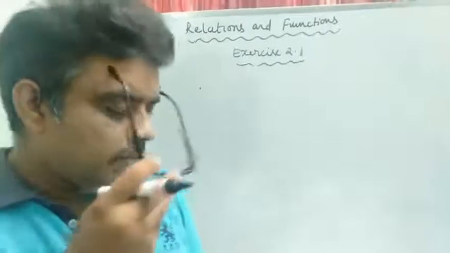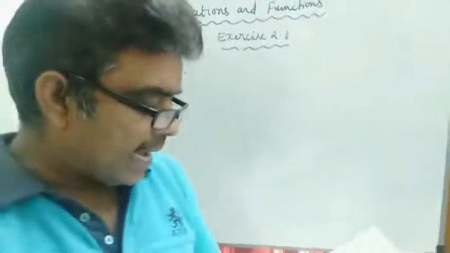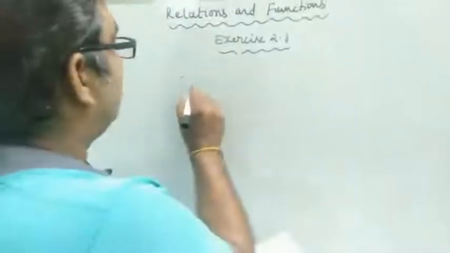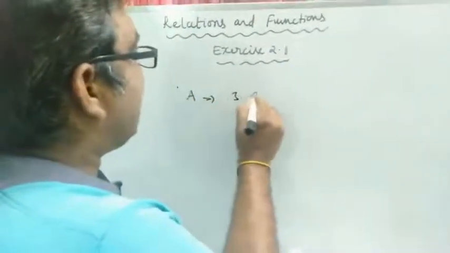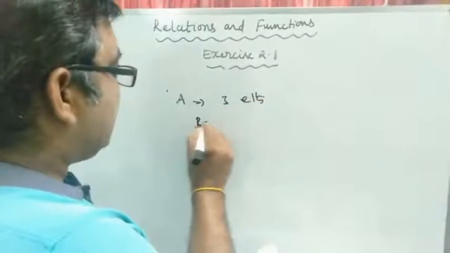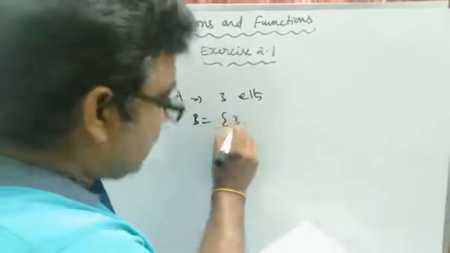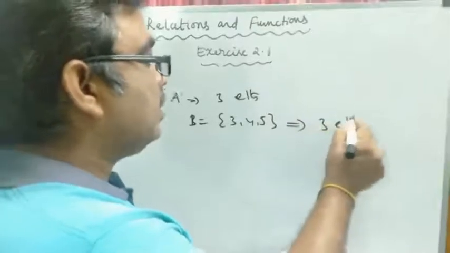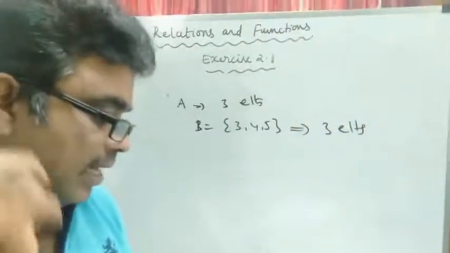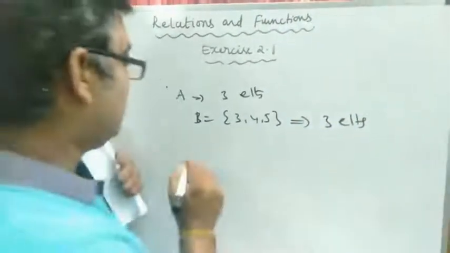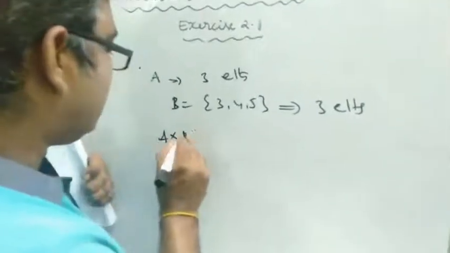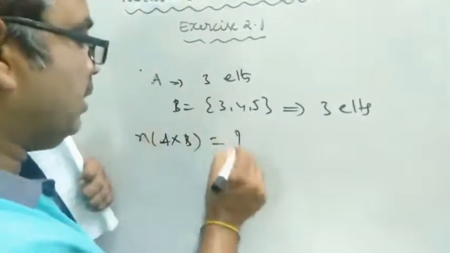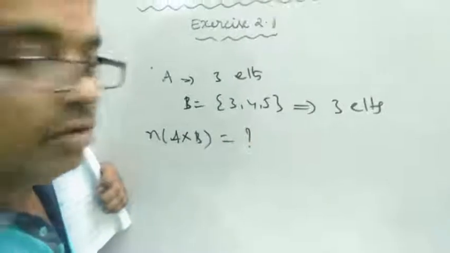See the second problem. If the set A has 3 elements and the set B = {3, 4, 5}, that means set B also has 3 elements. Then find the number of elements in A cross B, that is n(A × B).